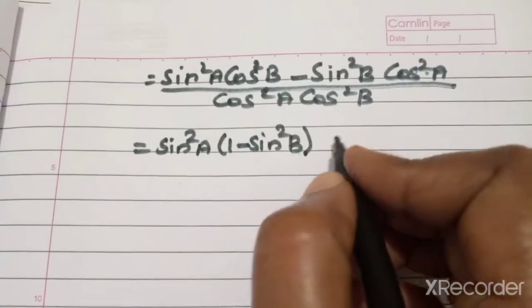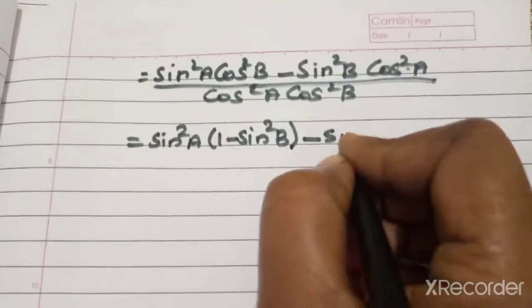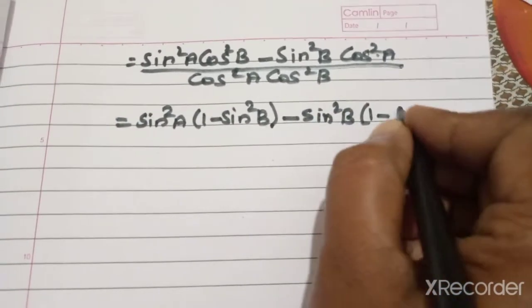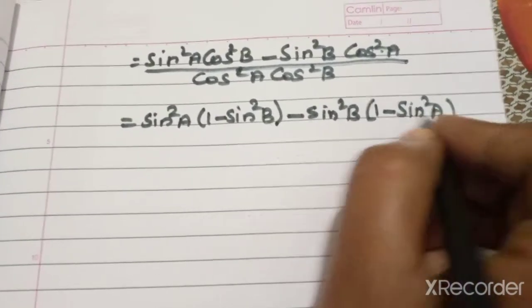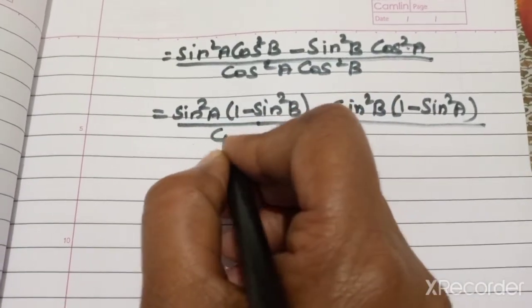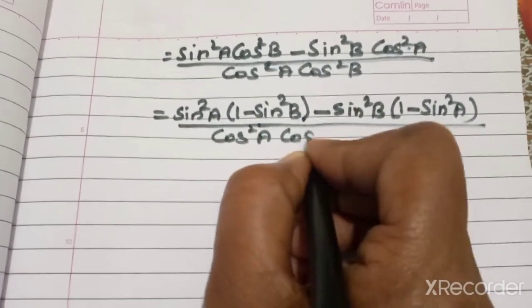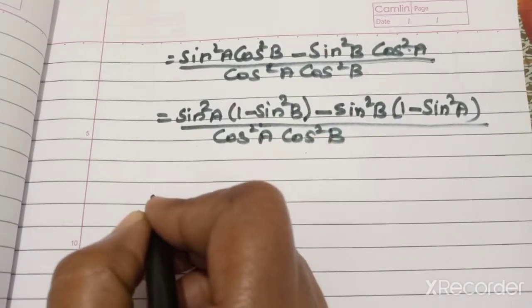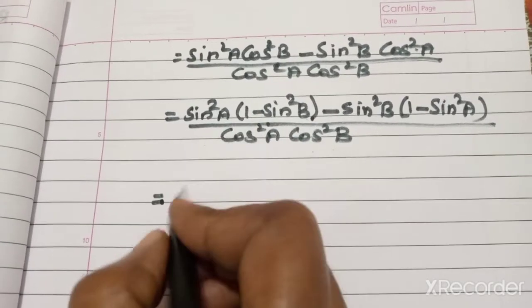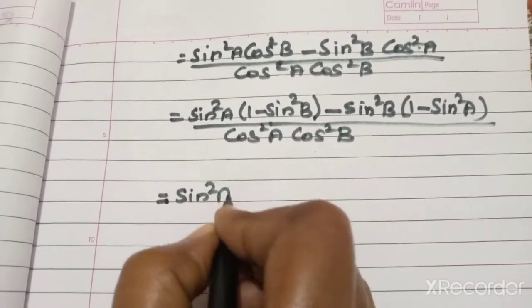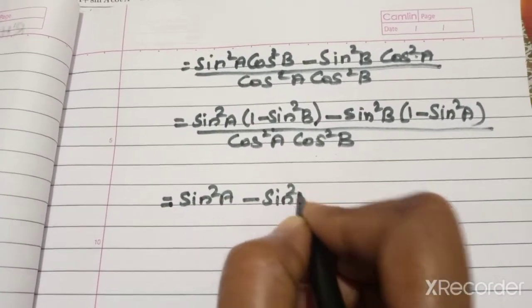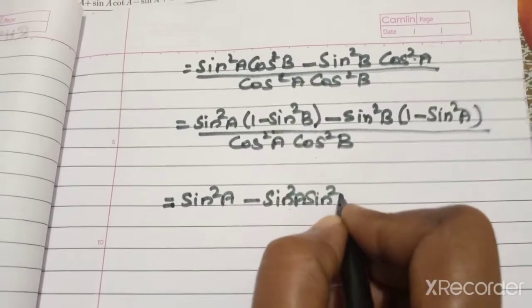Okay, so let's write now sin square A into (1 minus sin square B), close the bracket, then minus this sin square B as it is, into this (1 minus sin square A), divided by the denominator term as it is, cos square A into cos square B, which is equal to, now let's multiply here: sin square A into 1 is sin square A, minus sin square A into sin square B.